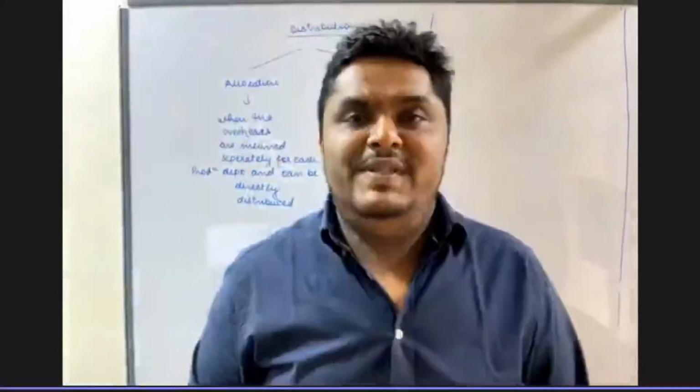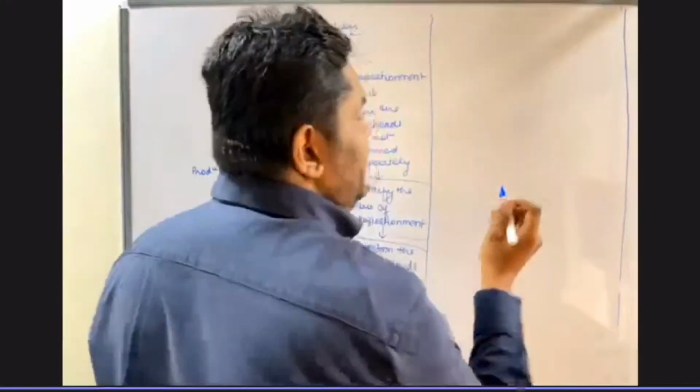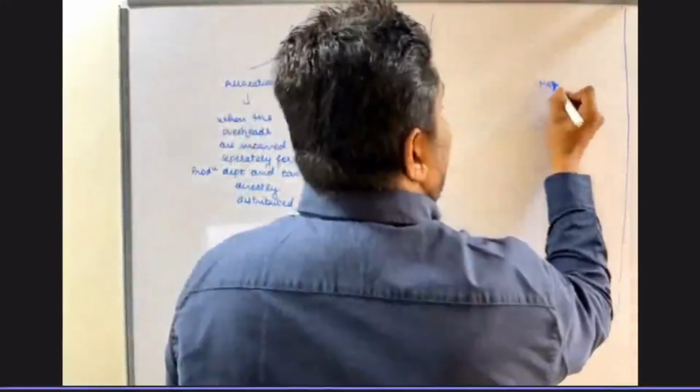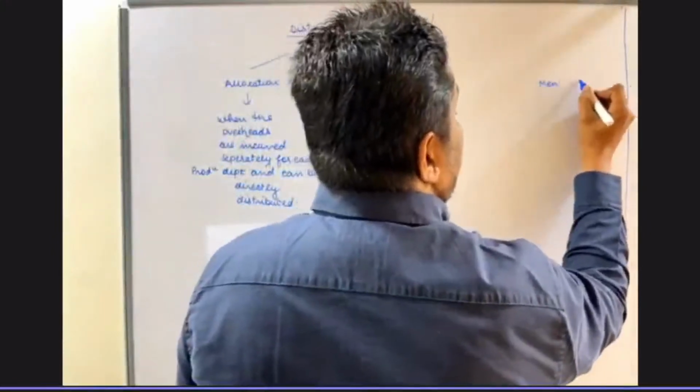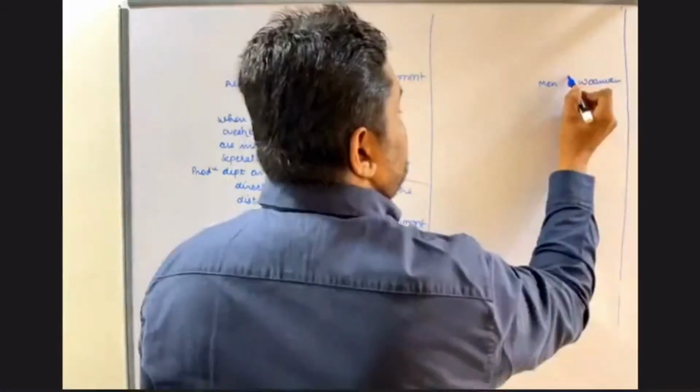Let me discuss this with the help of an example. Let's say I'm into manufacturing business and I manufacture garments, wherein I manufacture men's wear and women's wear.